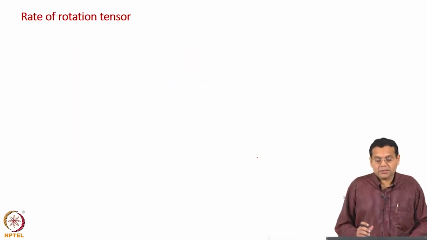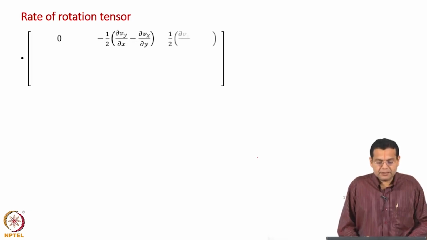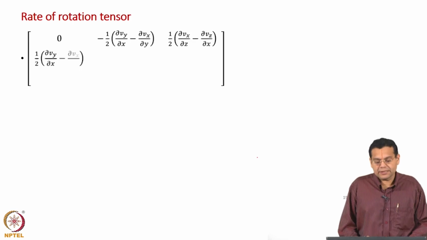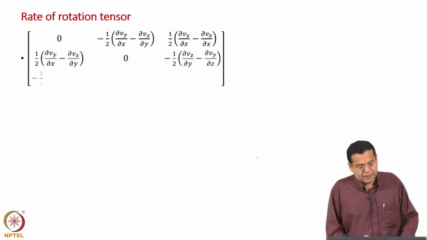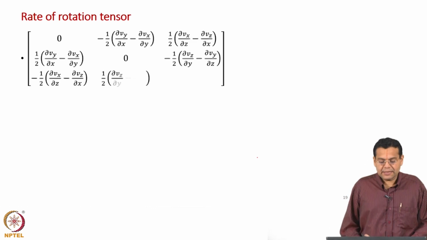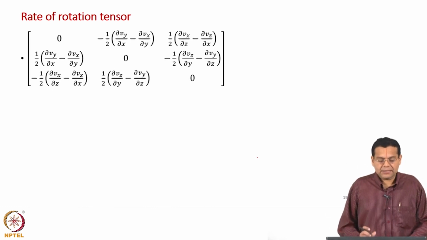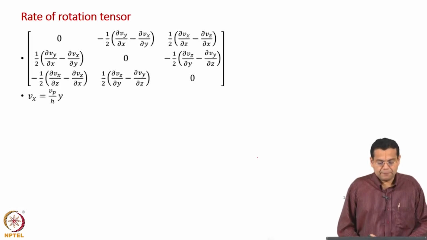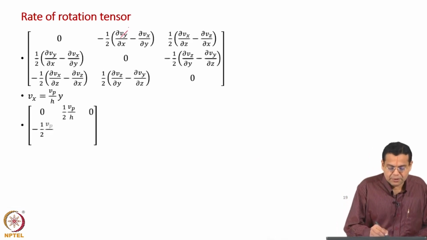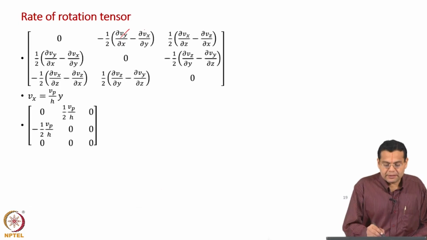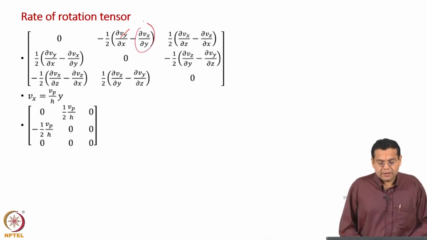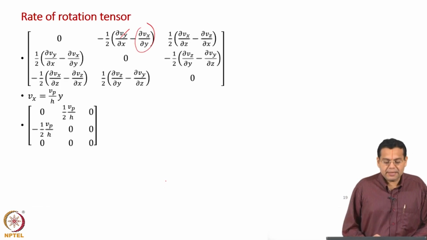Okay. Now, we also discussed the rate of rotation tensor, and these are the components of the rate of rotation tensor. Of course, the diagonal elements are anyway 0 because it is an antisymmetric tensor, and we can evaluate the other components using the velocity profile. Let us evaluate them. This term is 0 because V y is 0, and this can be evaluated, and minus and minus becomes plus.